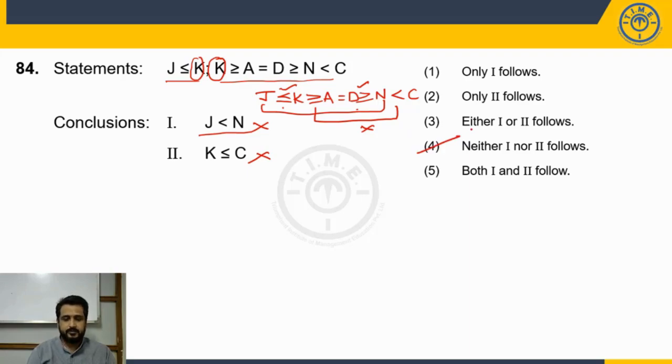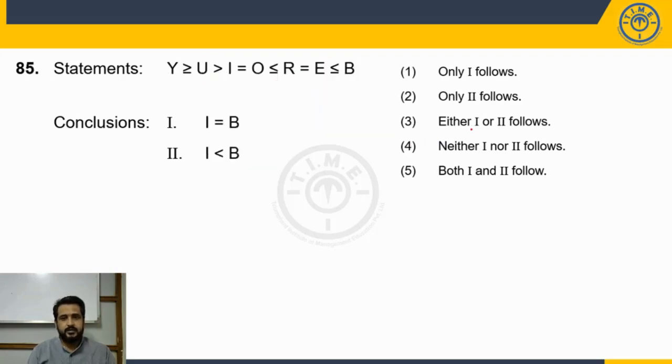Okay. Now move to the next question. We have a single statement: I equal to B. What is the relation that we have between I and B? Equal to and less than or equal to leads to less than or equal to. Less than or equal to and equal to leads to less than or equal to. Less than or equal to and less than or equal to leads to less than or equal to. So I less than or equal to B.